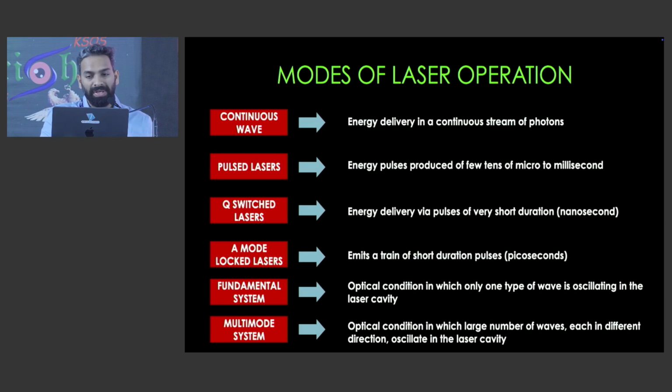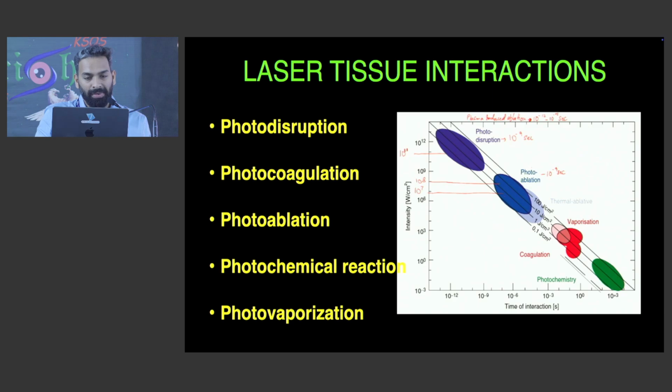So what are the modes of laser operation? One is the continuous wave, which delivers a continuous stream of photons. The other one is the pulse laser, where energy pulses are produced of a few tens of microseconds to milliseconds. Then Q switch, that is energy delivered via pulses of very short duration. Mode-locked, fundamental, and multimode are very rarely used.